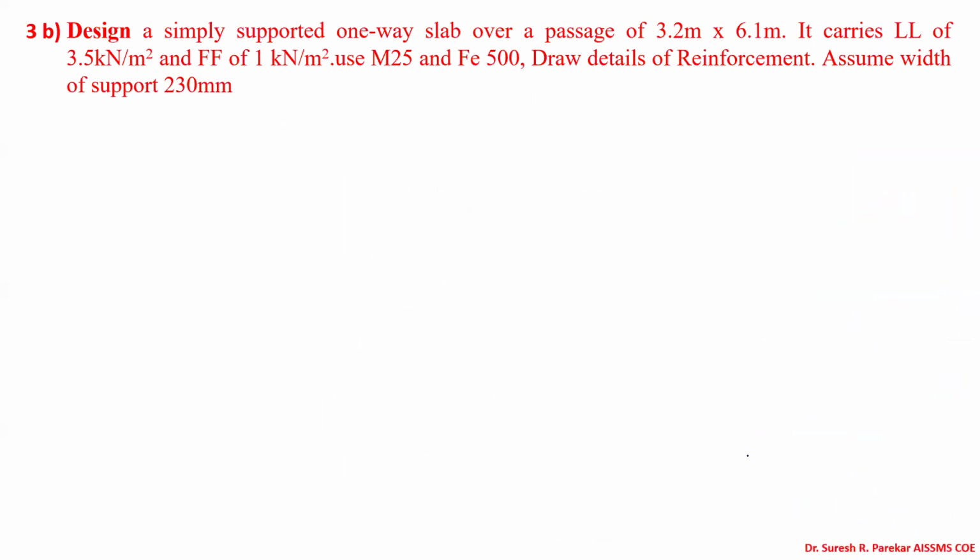Then we have to design a simply supported one-way slab 3.2 by 6.1. So it is given, simply supported one-way slab. Now here you may be confused: Ly by Lx less than 2, how one way? If it is supported on longer edges only, then though Ly by Lx is less than 2, it will be a one-way slab. Then other values are given.